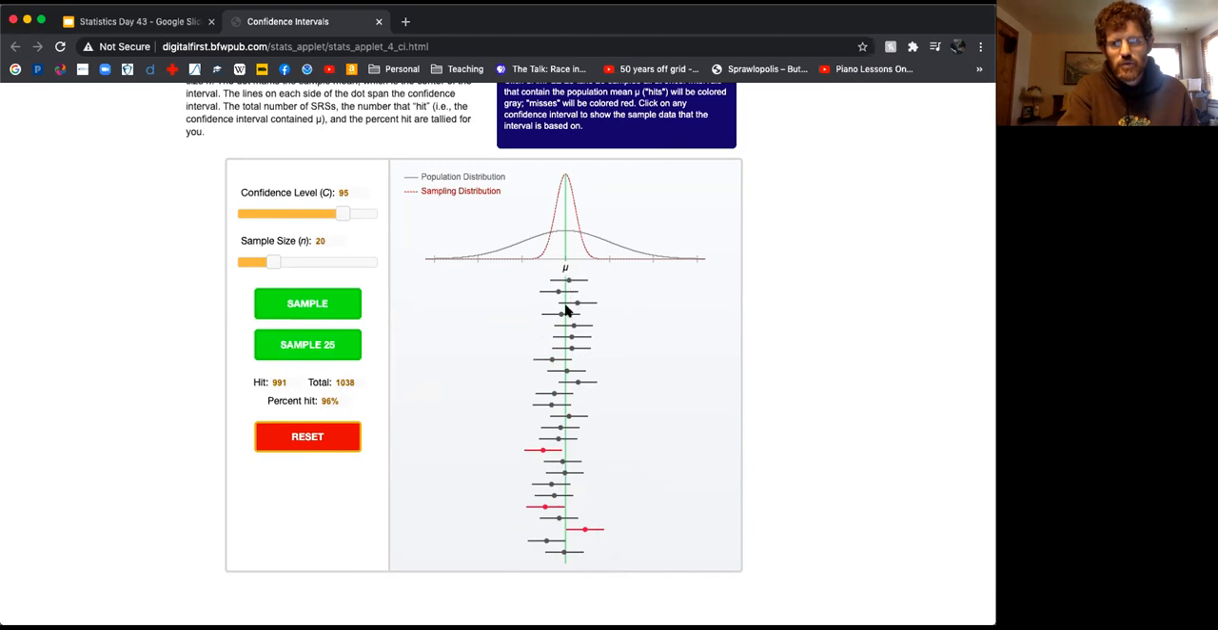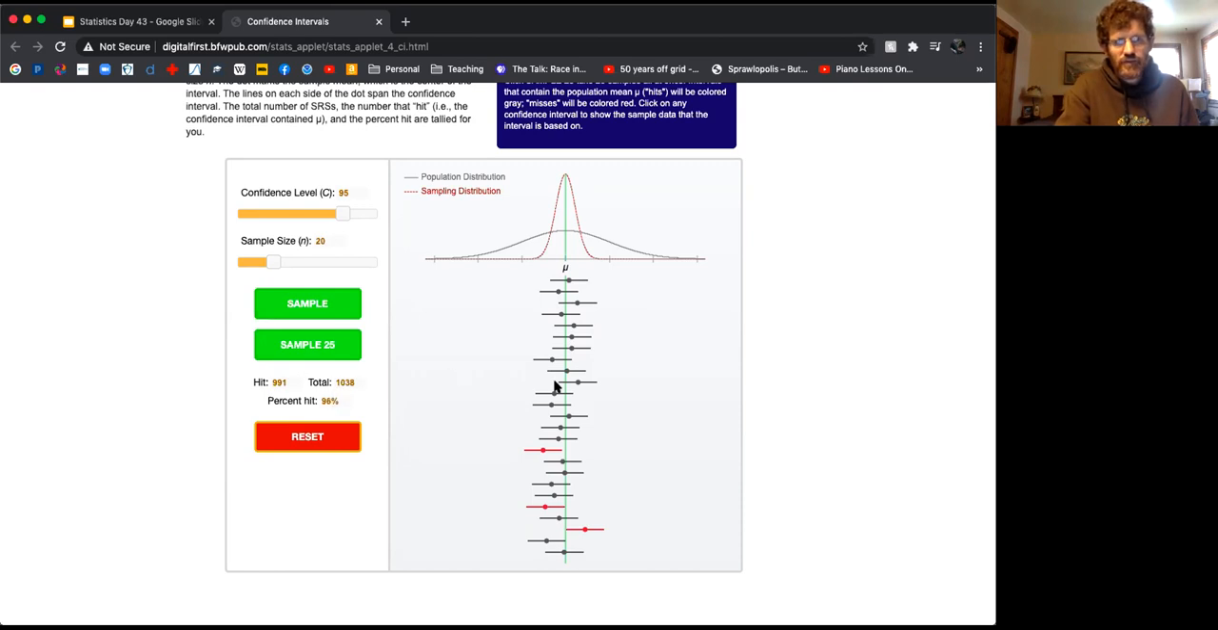So most of these are capturing the true population mean. Some of them are not. Out of our total of 1,038, 991 of them captured the true population mean, and the remainder there, whatever that is, 40, I can't do math, 45? Yeah, 47 of these, there we go.